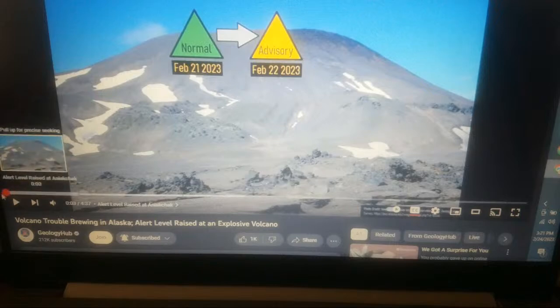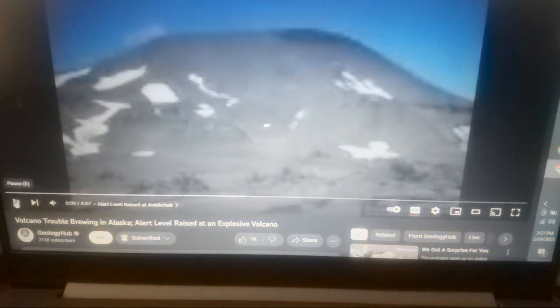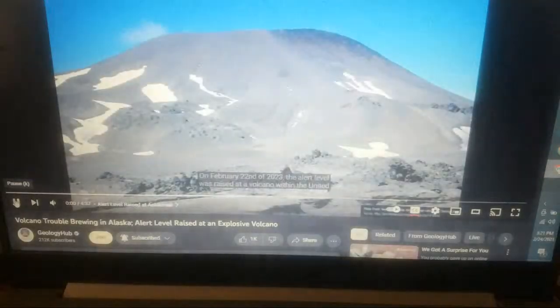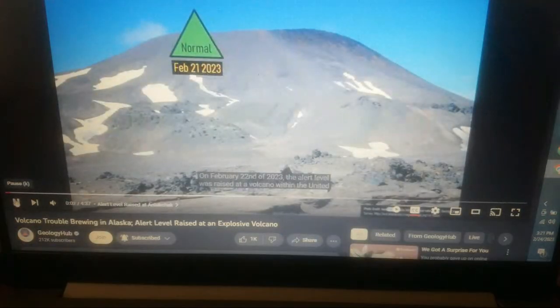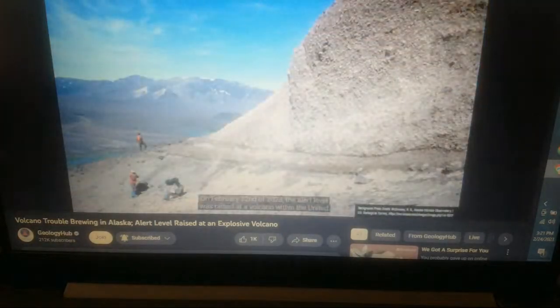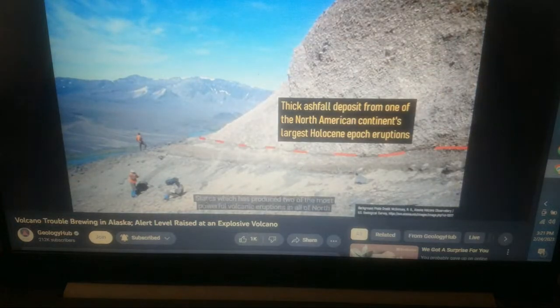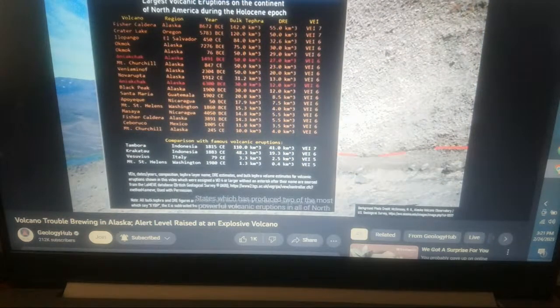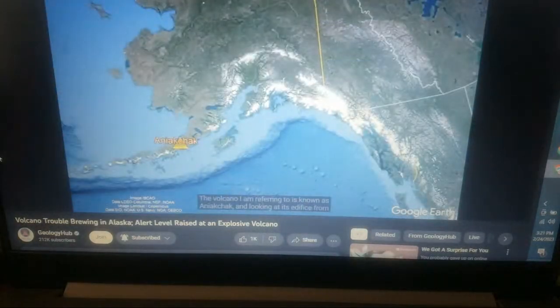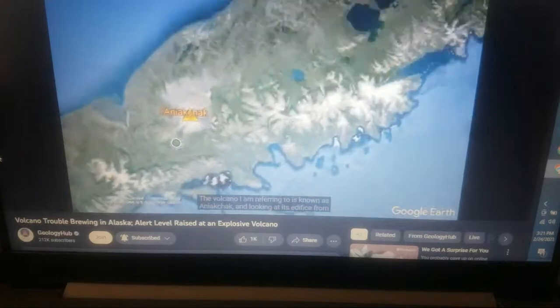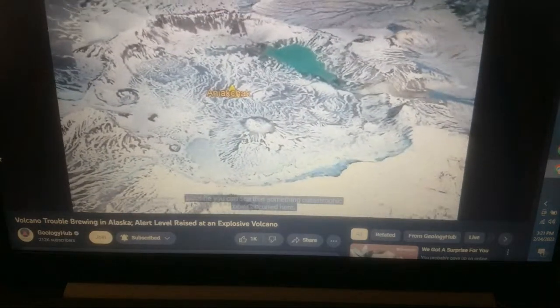Oh, I think we're right here at the very beginning. So listen closely. I'm using this for educational purposes. 2023, the alert level was raised at a volcano within the United States, which has produced 2 of the most powerful volcanic eruptions in all of North America since the end of the last ice age. Did you hear that? The volcano I'm referring to is known as Aniakchak, and looking at its edifice from satellite, you can see that something catastrophic once occurred here.